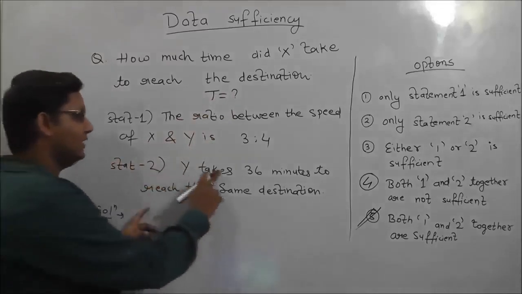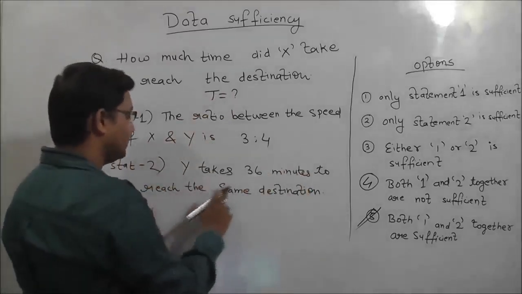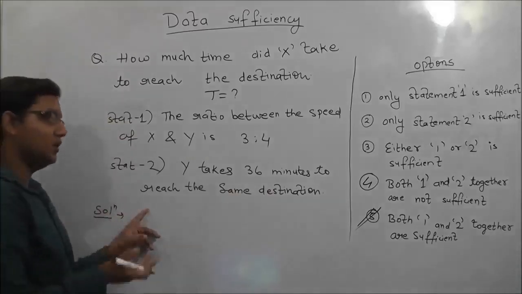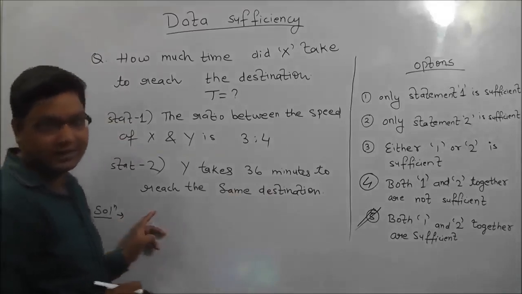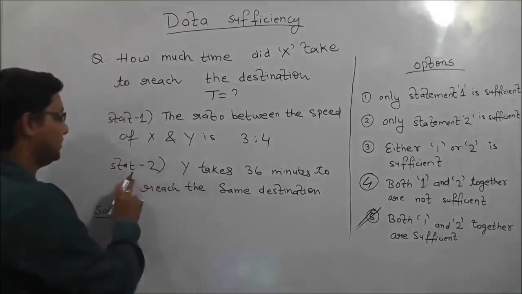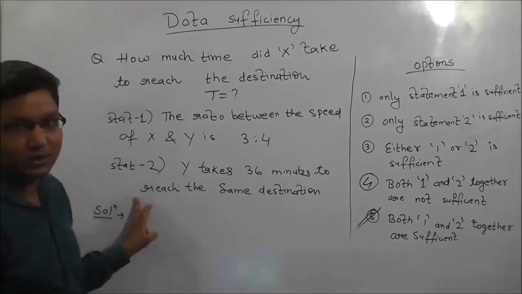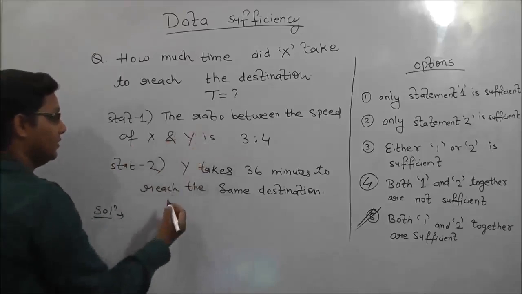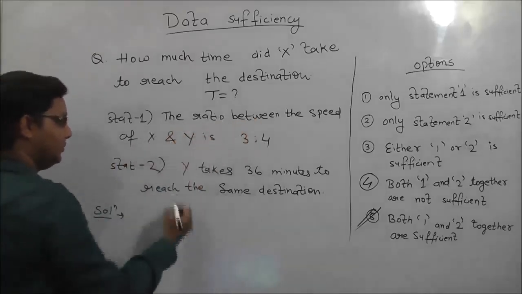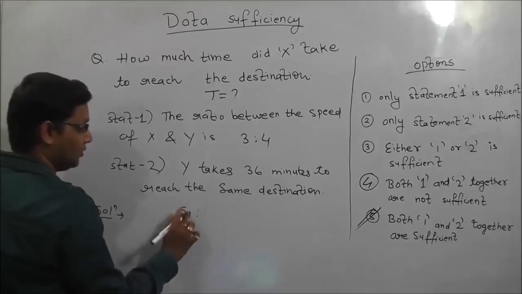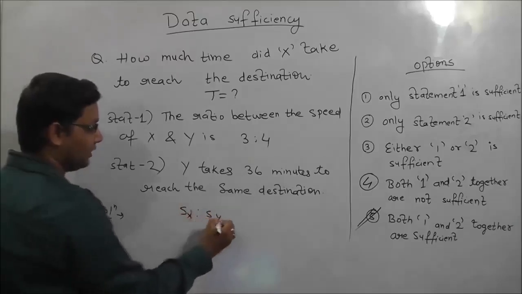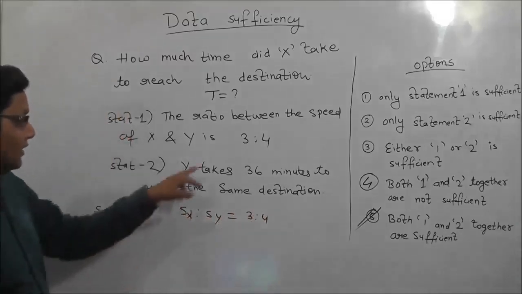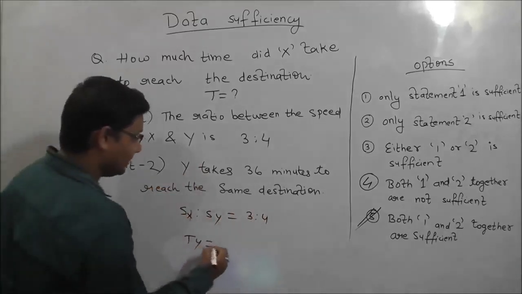So the second option is Y takes 36 minutes to reach the same destination. Okay, so the time taken by Y is given. So with the help of that we cannot find the time taken by X. Okay, so this statement also cannot alone give the answer. So now it's time to combine both the statements. The ratio between their speeds is given in statement 1. So speed of X to speed of Y is given as 3:4, and the time taken by Y is given as 36.